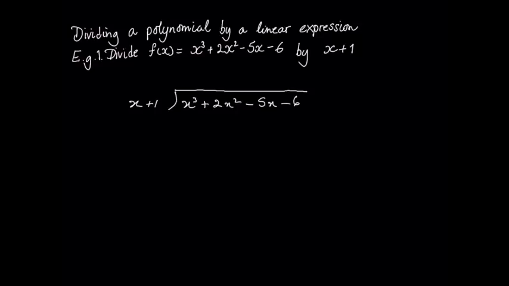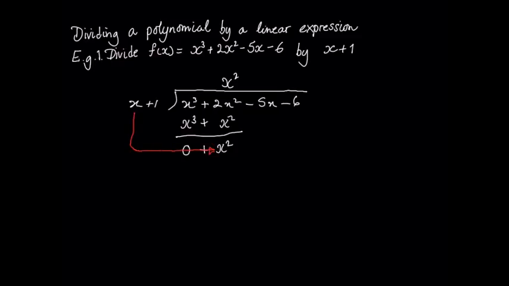x into x cubed is going to give us x squared. So let's write that up on the top. Then we multiply out the divisor by the x squared part of the quotient. So we get x squared times x is x cubed plus x squared. The next step is to subtract what we've written from the original function. So we'll have x cubed minus x cubed is 0, and 2x squared minus x squared is going to be x squared.